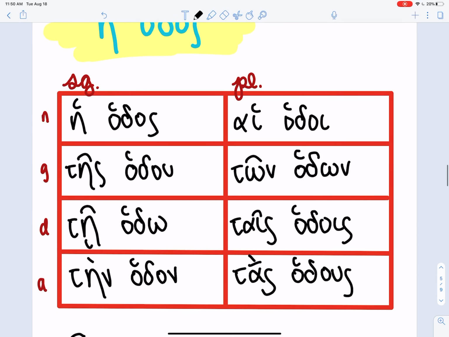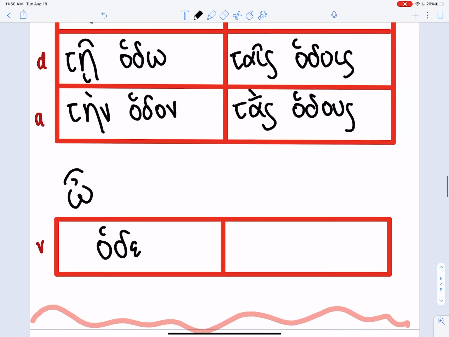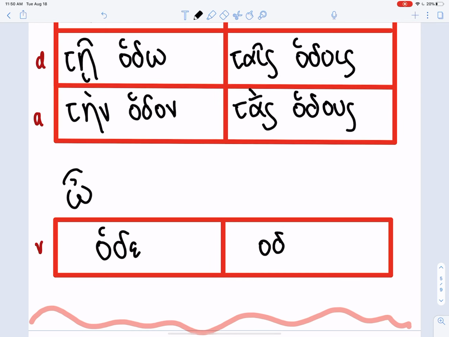We take the stem, hod, and we add e. But in the plural, even simpler, we're just taking the nominative plural and using the same ending for the vocative. So, hodoi.